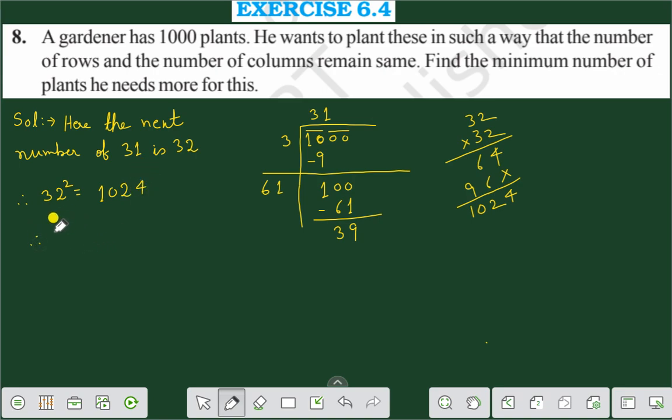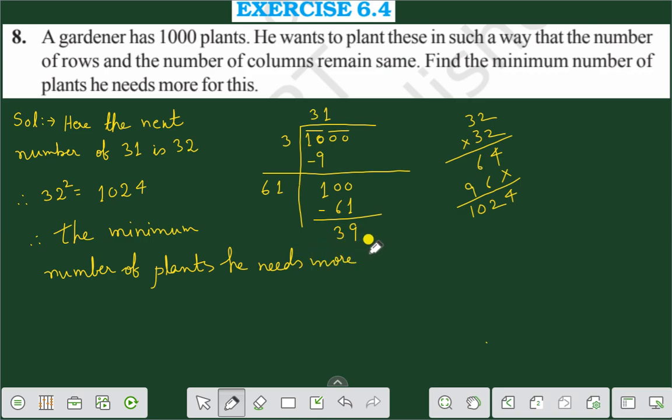Therefore, the minimum number of plants he needs more is equal to 1024 minus 1000, is equal to 24. That is the answer.